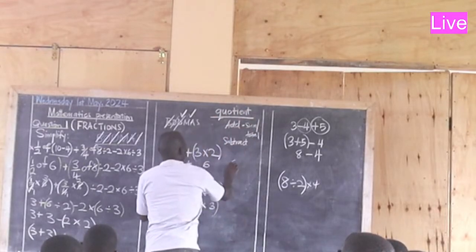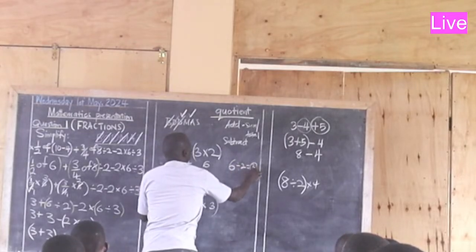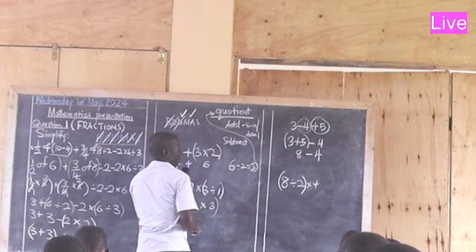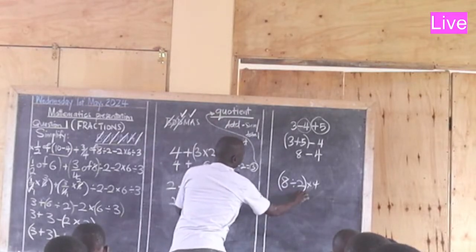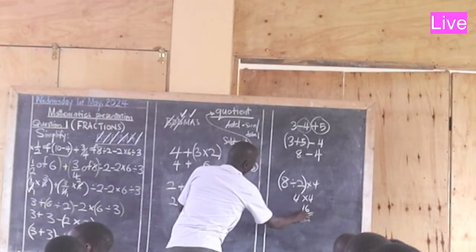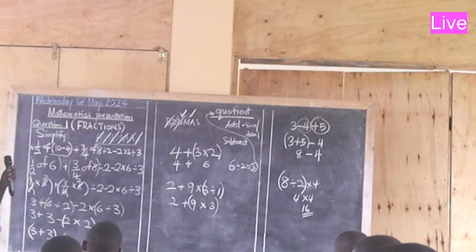When I divide 6 by 2, the answer is 3. This answer is called quotient. So here we have got our 4 times our 4. We shall get 16. Am I clear? Can you clap?